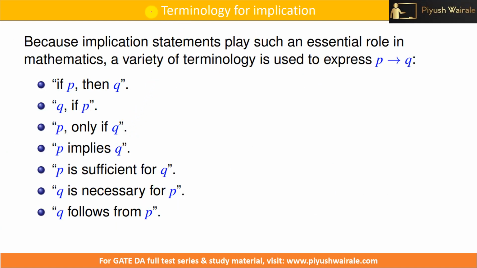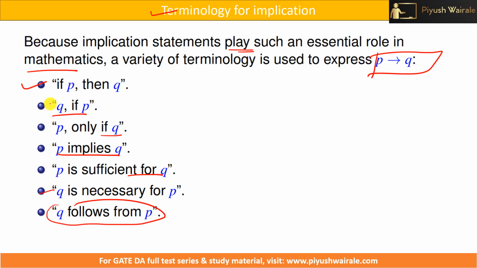Now, there are a few terminologies which can be used for implication. Because implication statements play such an essential role in mathematics and in AI also, a variety of terminologies is used to express P implies Q, right? If P, then Q. Q if P. P only if Q. P implies Q. P is sufficient for Q, or Q is necessary for P. Q follows from P. All these can be inferred from P implies Q.